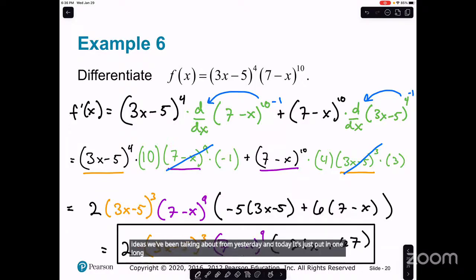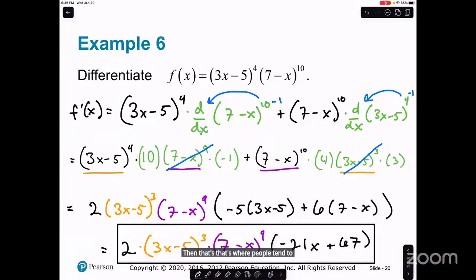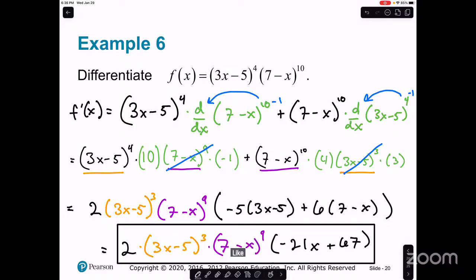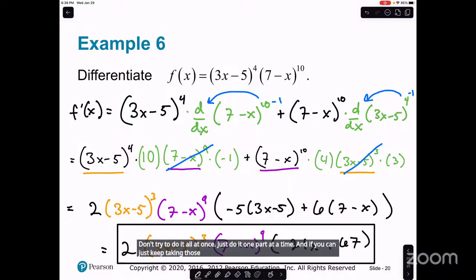But if you're missing one of those simple ideas, that's where people tend to get lost and intimidated by this kind of stuff, and then they shut down and don't try. So again, this is why it's important to slow down, ask for help, collaborate, and take it one part at a time. Don't try to do it all at once. If you keep taking those incremental baby steps, you can digest the whole thing.